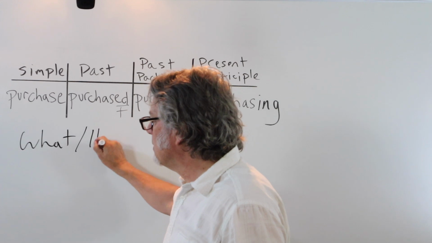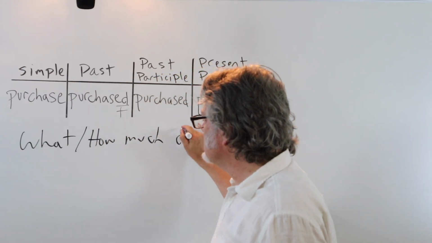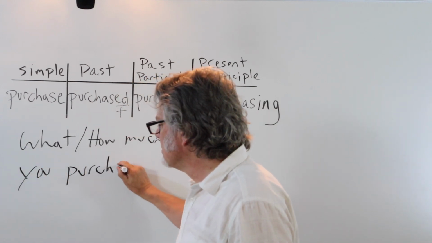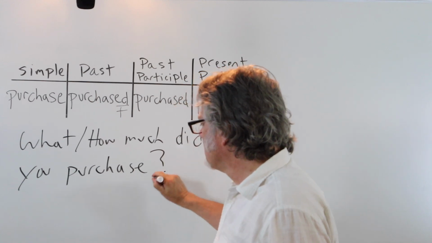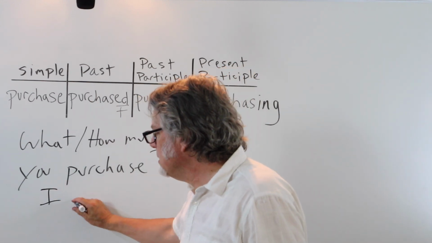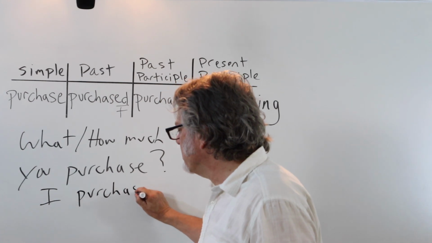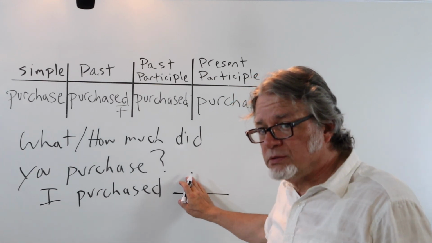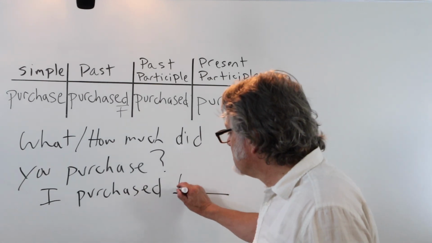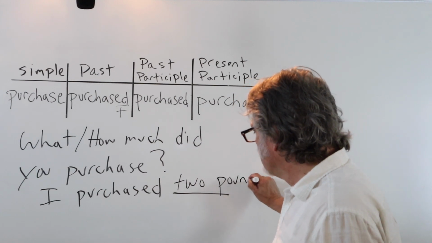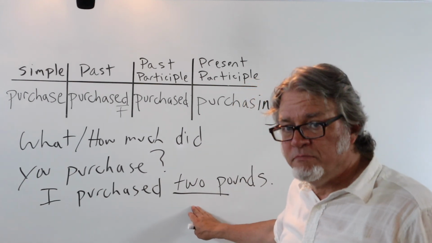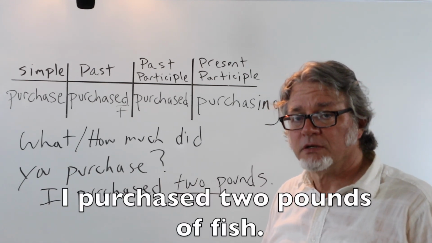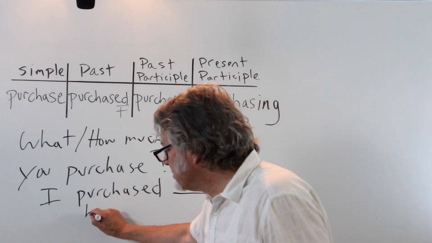What or how much did you purchase? I or we purchased, and then this would be the amount. I purchased 2 pounds. This might be an amount of meat or vegetables. I purchased 2 pounds of fish. You could also use bought.